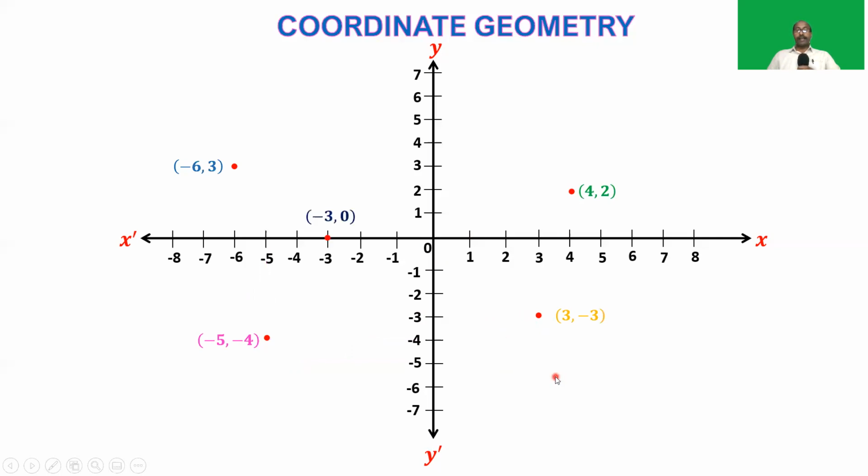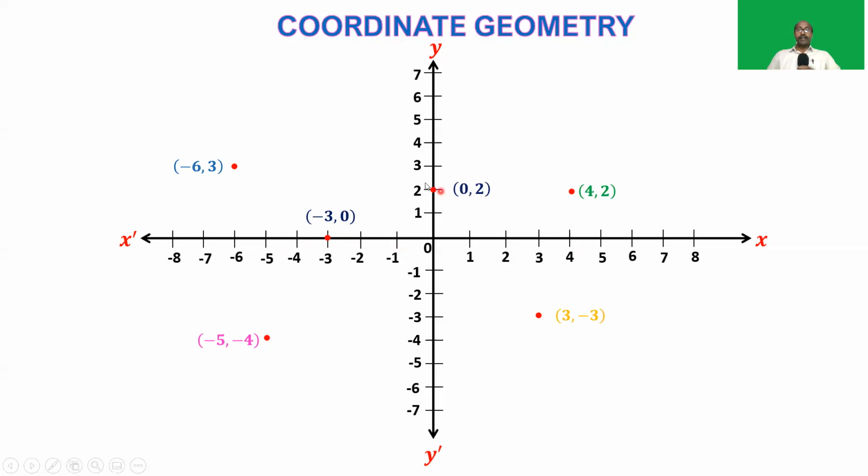And if a point lies on the x-axis like this, its coordinates are (-3, 0). So the distance from the y-axis is minus 3, and as it lies on the x-axis, its y coordinate is 0. Similarly, we can say that the y coordinate of any point that lies on the x-axis is 0.